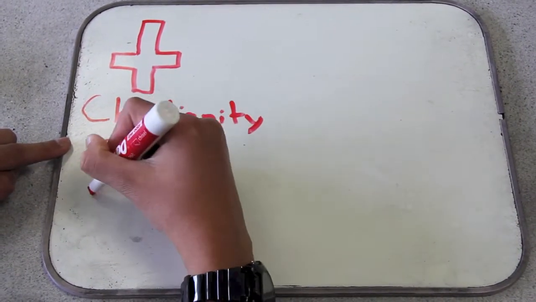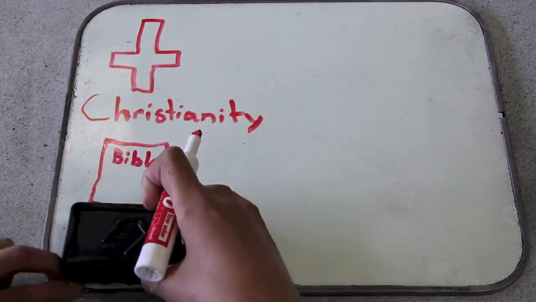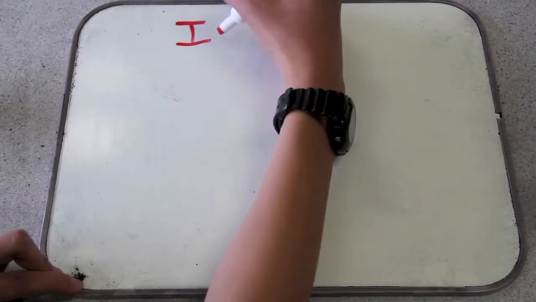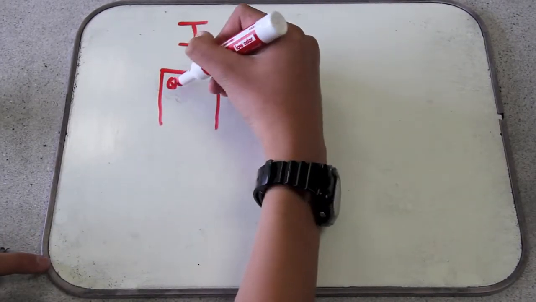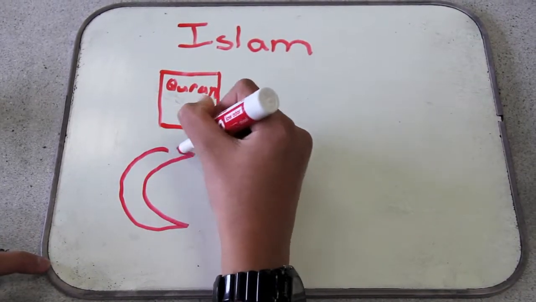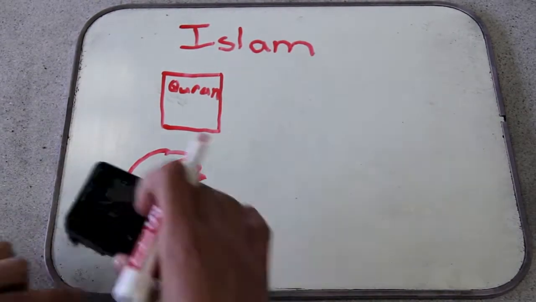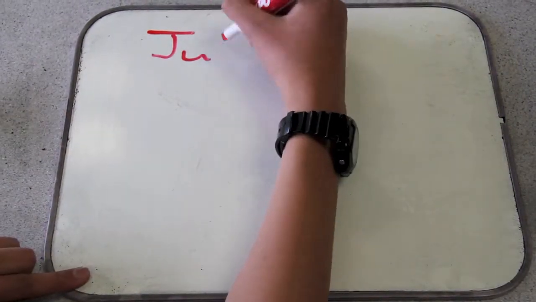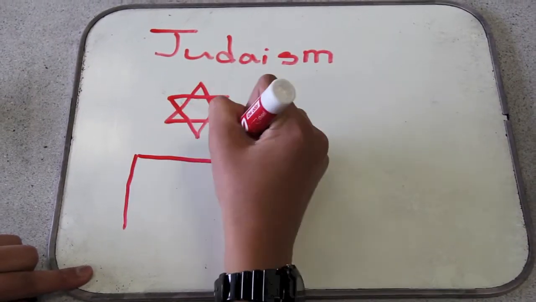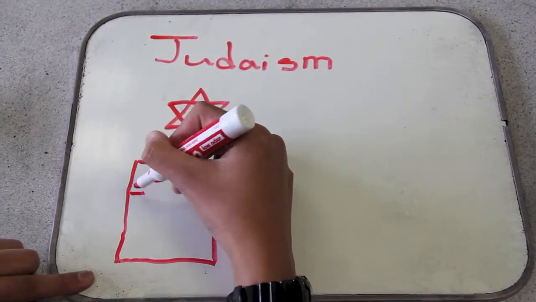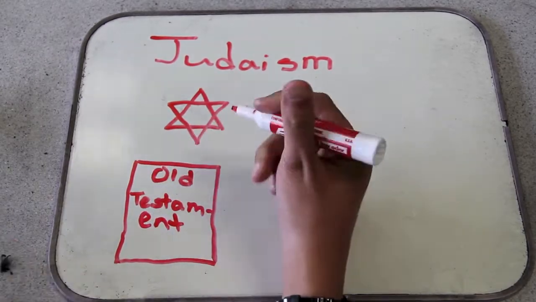Muslims believe that Muhammad was the last in a series of holy prophets. They believe in their God Allah. They read the Quran, which is their holy book. Judaism is the oldest religion of the Western world that influenced Christianity and Islam. Jews believe in the Book of Torah, which is the Old Testament and the Bible. This is the basic introduction to world religions.